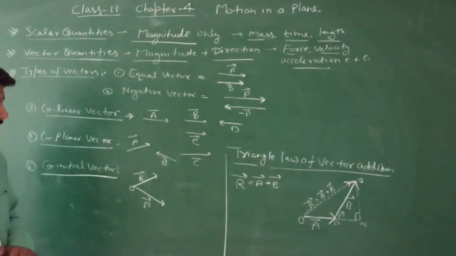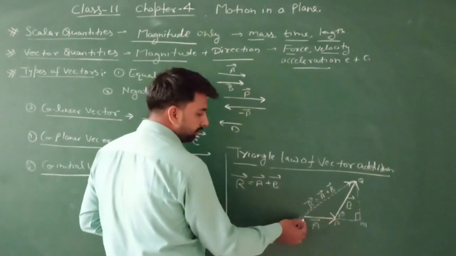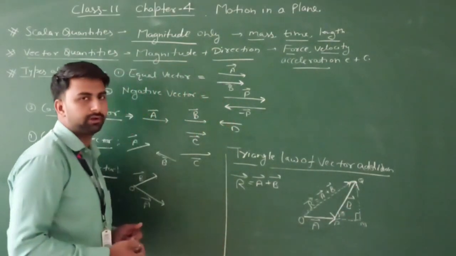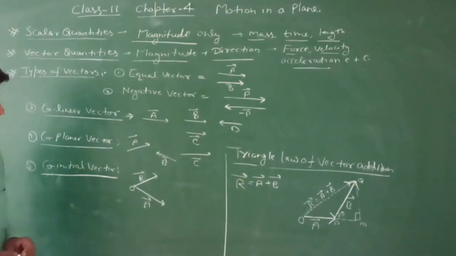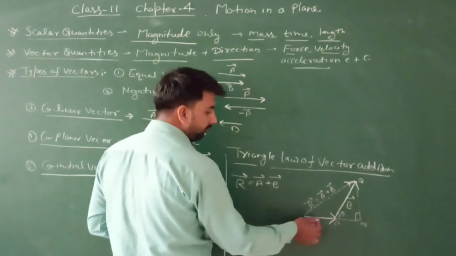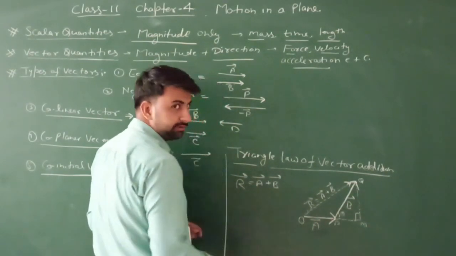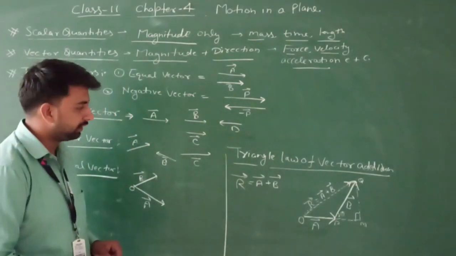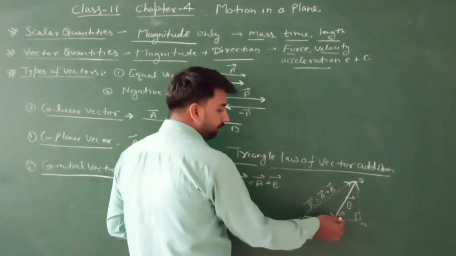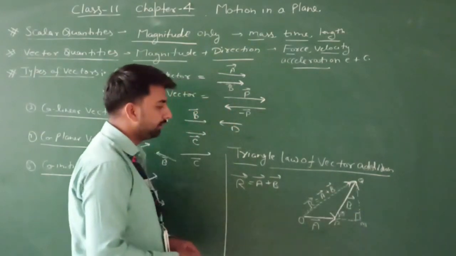So according to this law, if two successive sides of a triangle, this means OP and PQ, represent two vectors in magnitude and direction, this means the direction of OP represents the direction of A and the length OP is equal to the magnitude of vector A. Clear? Similarly, the direction of PQ represents the direction of B and the length of PQ represents the magnitude of B.